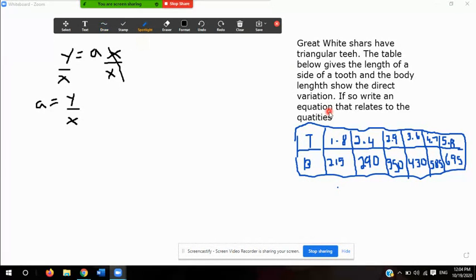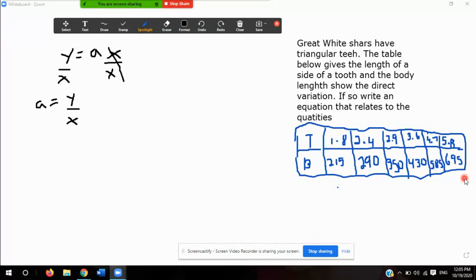Remember that y is what we call the dependent variable and x is the independent variable. So if I look at the table, at 1.8 centimeters, the body length is 219 centimeters. At 2.4 centimeters, the body length is 290 centimeters. At 2.9 centimeters, the body length is 350 centimeters. At 3.6 centimeters, it is 430 centimeters. At 4.7 centimeters, the body length is 585. And at 5.8 centimeters, the body length is 695.